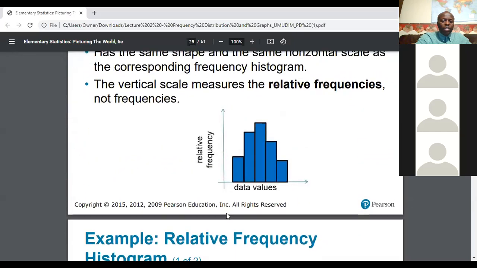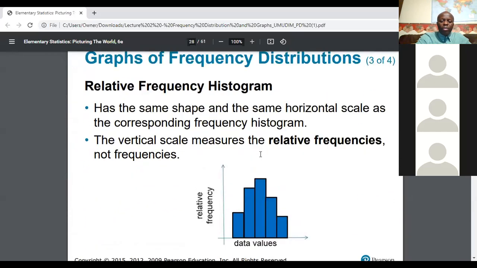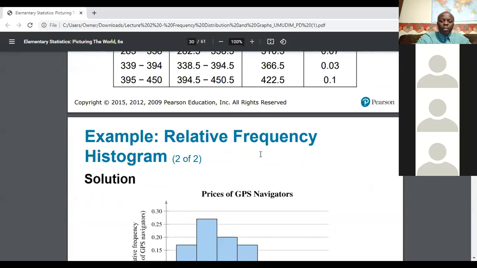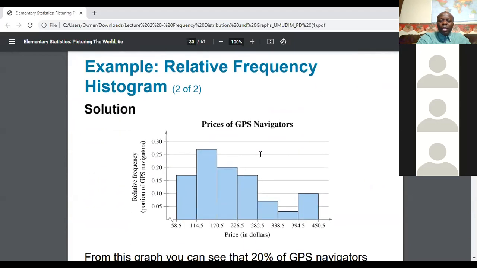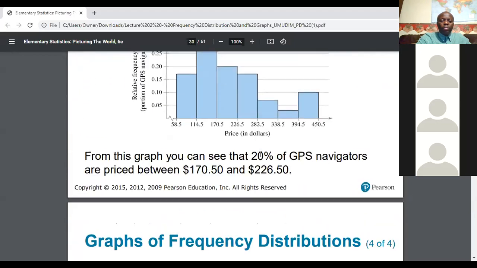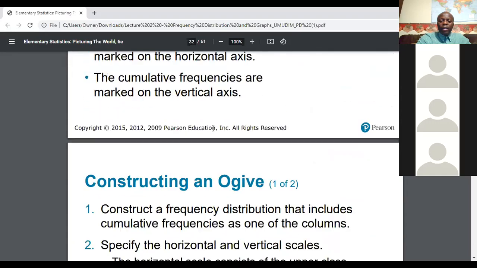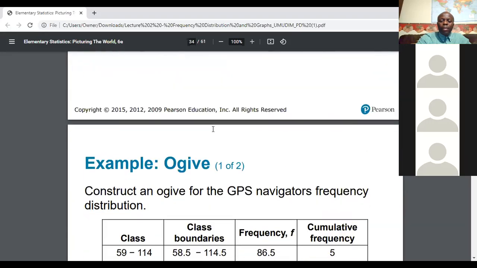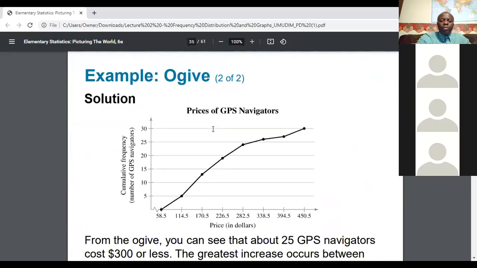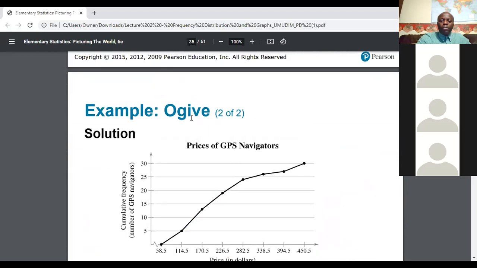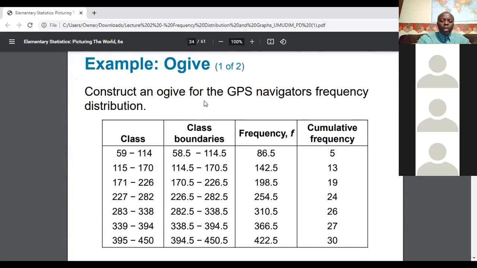Now, relative frequency histogram. We're not going to do that because it is just repeating the same thing. So what we're going to be doing next will be the cumulative frequency graph, and after that, we can do our bar chart. Now, let's look at the cumulative frequency graph. This is it. We call it the Ogive. Remember, we are still using the same data. We are asked to construct an Ogive for the GPS and navigator distribution.